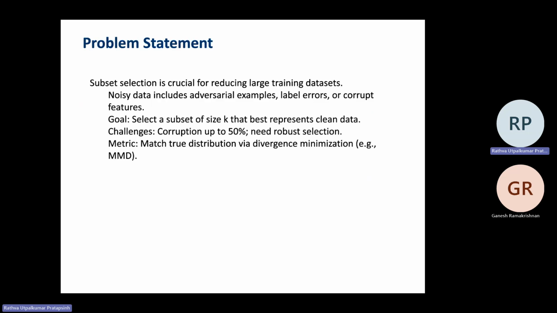Okay, so the problem statement: in many machine learning tasks, especially with large-scale data, it's not practical or necessary to train on the entire data set. So instead, we want to select a subset of size K that retains the important structure and information. The challenge is that real data sets are rarely clean. We have noisy labels, irrelevant or adversarial samples, domain shift, or corrupted inputs. To handle this, we have some algorithms. Firstly, I will talk about the GM matching algorithm.